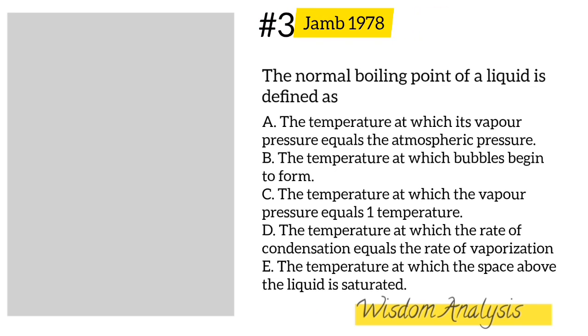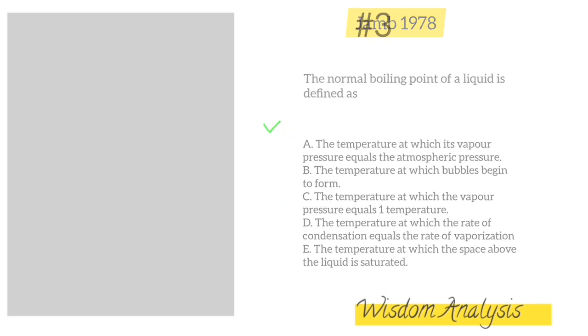The normal boiling point of a liquid is defined as: A. The temperature at which the vapor pressure equals the atmospheric pressure. B. The temperature at which bubbles begin to form. C. The temperature at which the vapor pressure equals 1 temperature. D. The temperature at which the rate of condensation equals the rate of vaporization. E. The temperature at which the space above the liquid is saturated. Well, the correct answer is A. The temperature at which the vapor pressure equals the atmospheric pressure. This is the correct definition of boiling point.